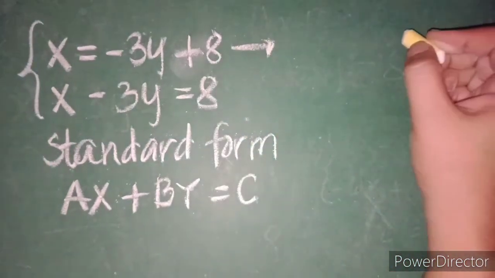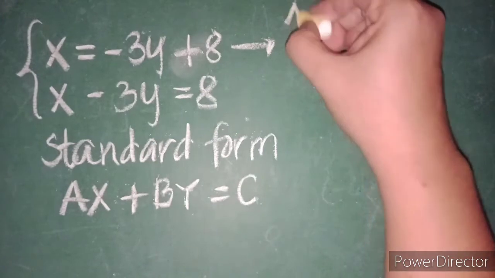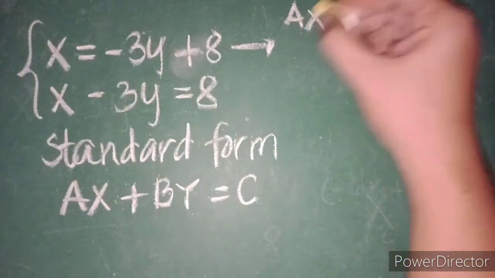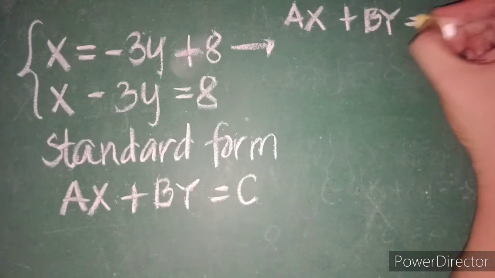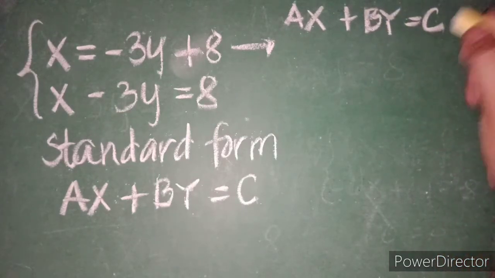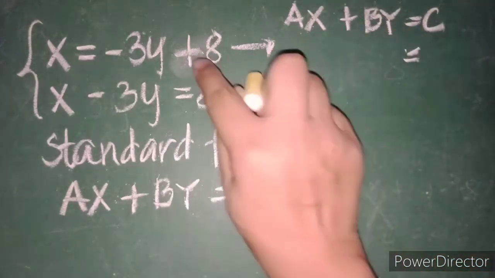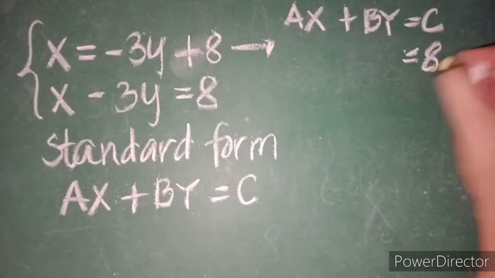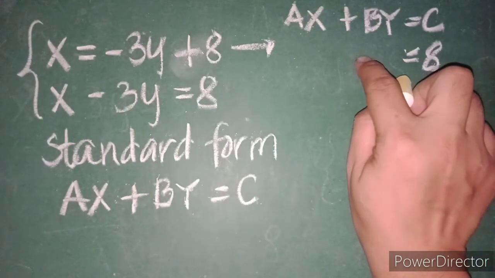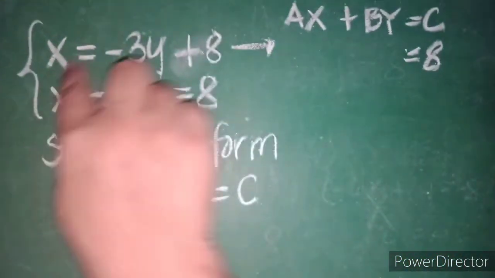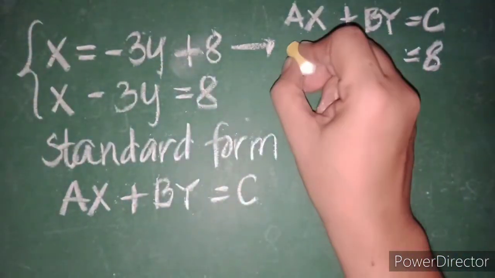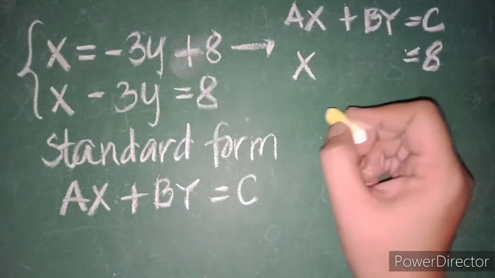Change natin sa standard form. It is in the form of ax plus by equals c. So, yan yung susundan natin. Okay, so equals, write natin, and then the constant 8 doon sa c. Next, yung by natin is negative 3y. So, nasa right side siya ng equation. Ililipat natin siya sa left side.